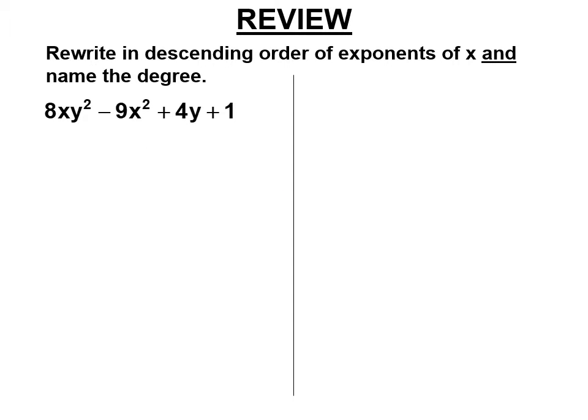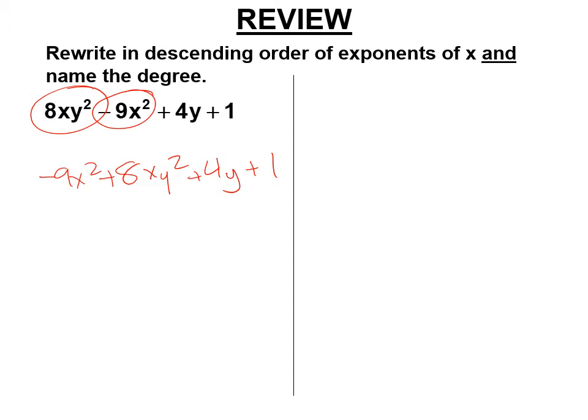All right, so rewrite this in descending order of the exponents of x and name the degree. All right, so the highest exponent of x is 2. So we go negative 9x squared plus 8xy squared. Neither of these have x, but we put the plain old number at the end. Now, that's the correct order in descending order of exponents of x.